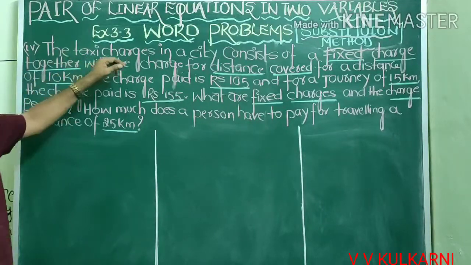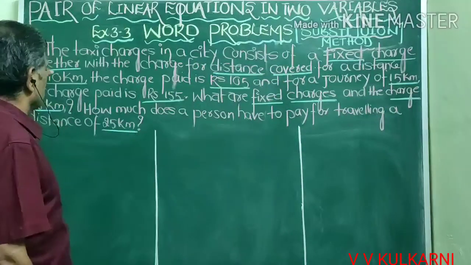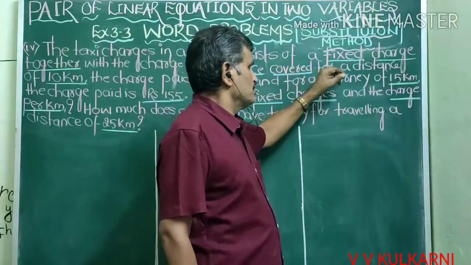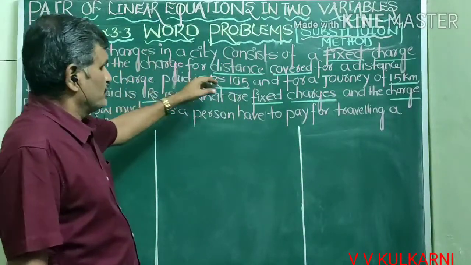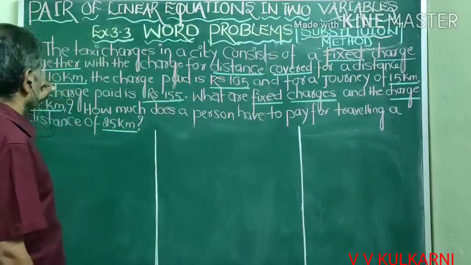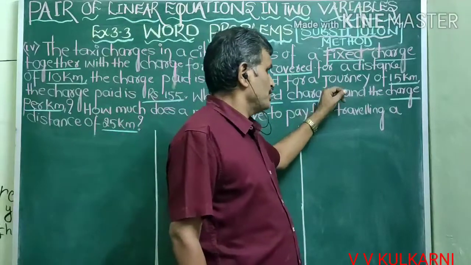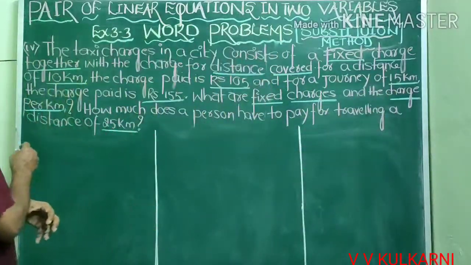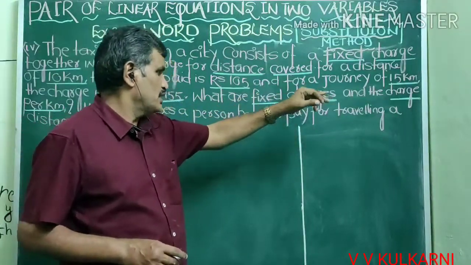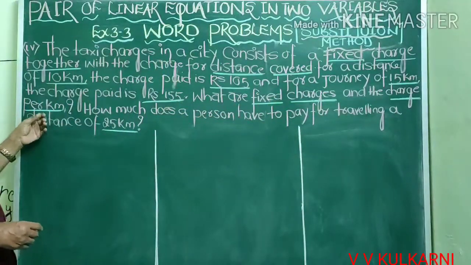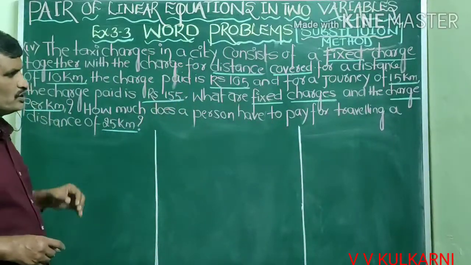The taxi charges in a city consist of a fixed charge together with the charge for a distance covered. For a distance of 10 kilometers, the charge paid is rupees 105, and for a journey of 15 kilometers, the charge paid is rupees 155. What are the fixed charges and the charge per kilometer? How much does a person have to pay for traveling a distance of 25 kilometers?